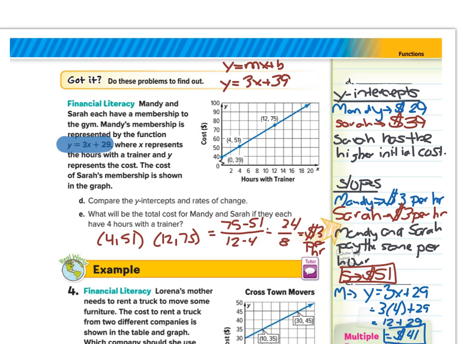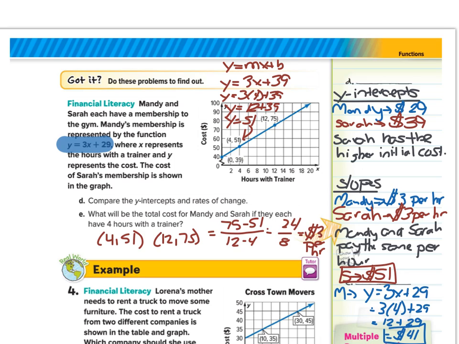And so if we had to calculate 5 hours or 6 hours or 7 hours or 8 hours, it would be really helpful to have that equation. Having this equation, just to show you how to work this through, you would substitute in the 4 hours, so 3 times 4 plus 39. That would be 12 plus 39, which is another way of getting to this $51 that's in your graph already.